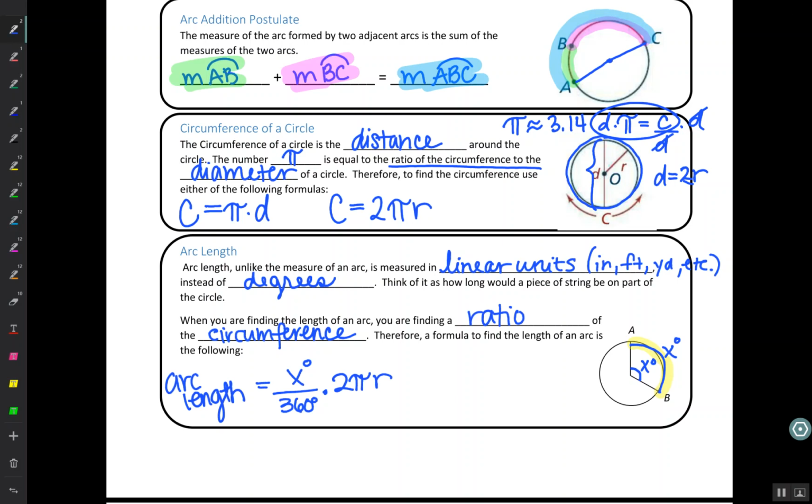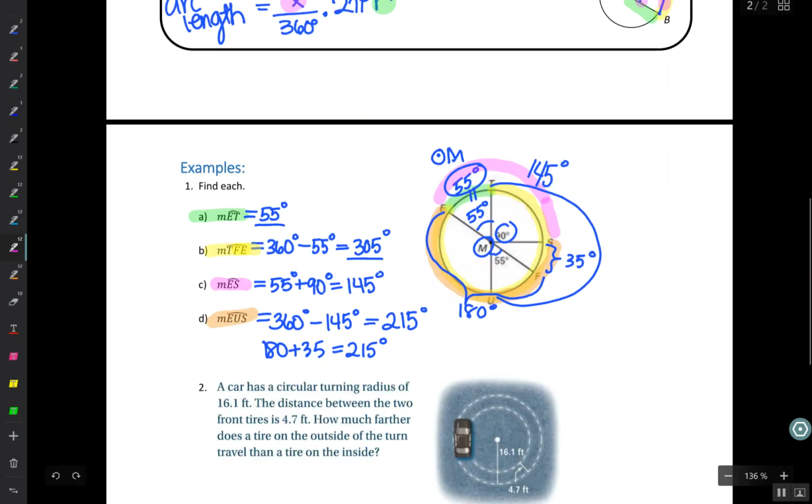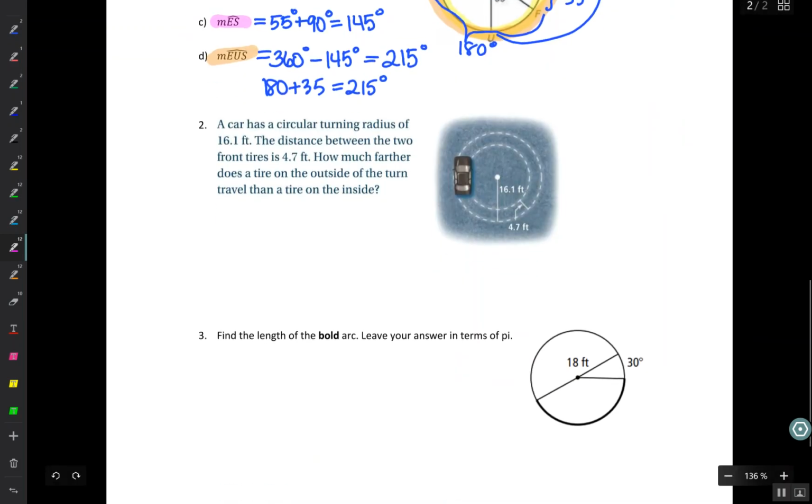So there are two things you have to do. You have to find the radius, which is this distance, and you need to find the degrees, which is either here or here. Okay, let's give it a try. So we've got two more questions here.